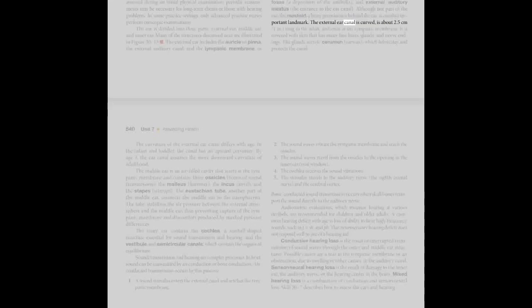The external ear canal is curved, is about 2.5 centimeters, 1 inch, long in the adult, and ends at the tympanic membrane. It is covered with skin that has many fine hairs, glands, and nerve endings. The glands secrete cerumen, earwax, which lubricates and protects the canal.